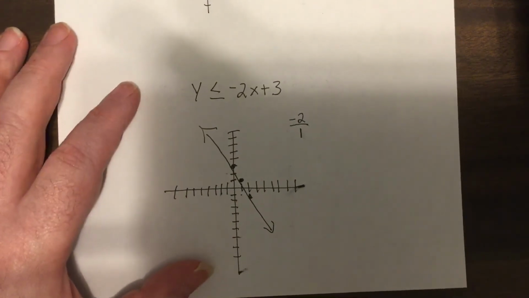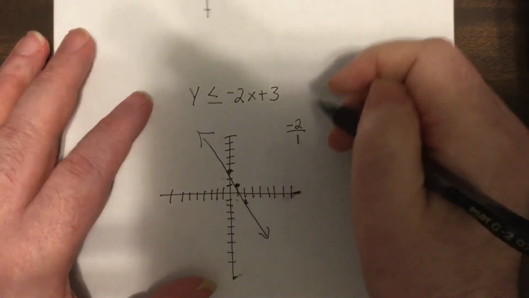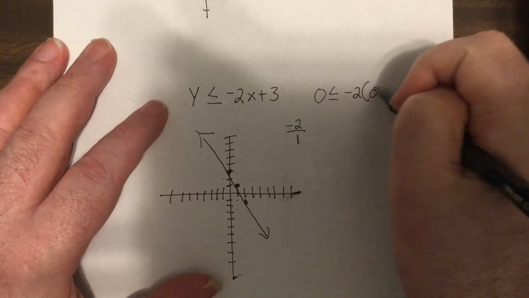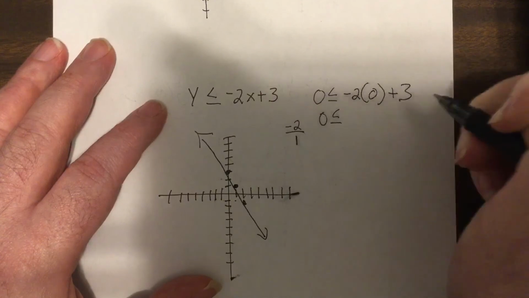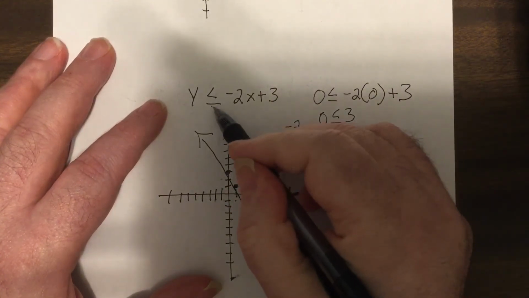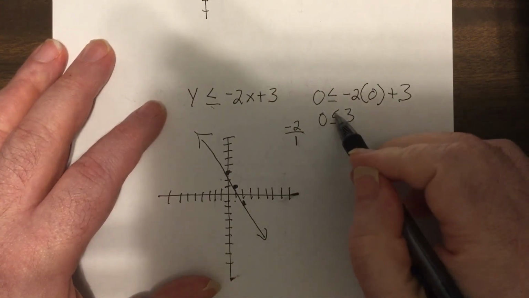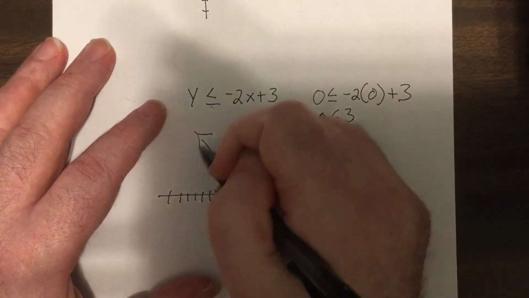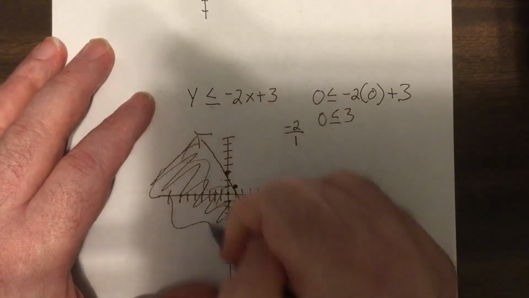Now, I'll use the origin again. You can use any point you want as long as it's not on the line. We already know what happens on the line. So 0 is less than or equal to -2 times 0 plus 3. Is that true? Is 0 less than or equal to 3? By the way, I did a solid connection because there is equals in the problem. I don't think I mentioned that. So is 0 smaller than or equal to 3? Yes. So this is true. So everything on this side is true.